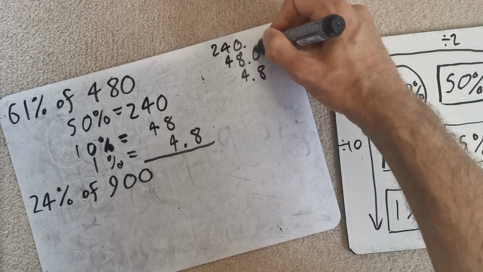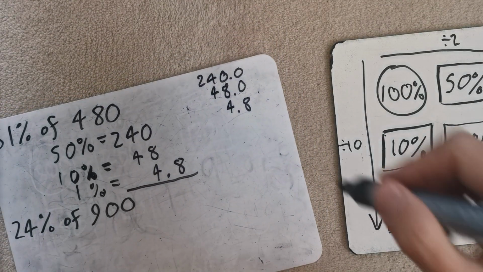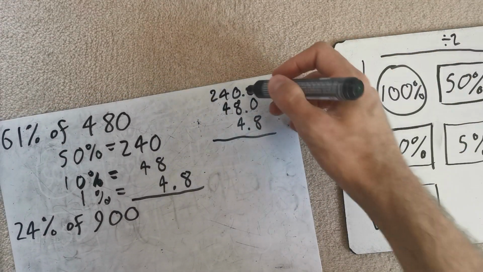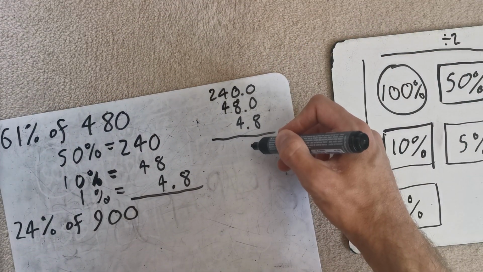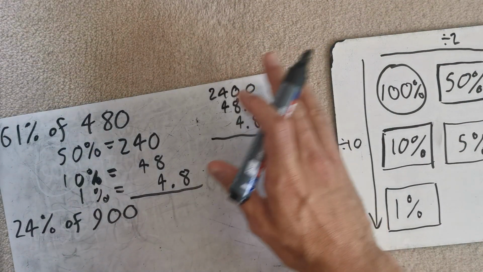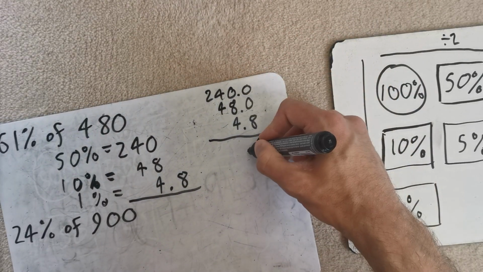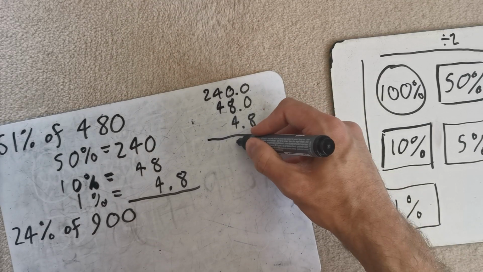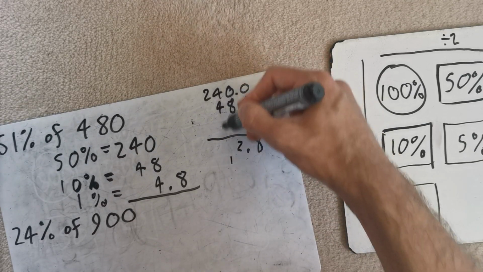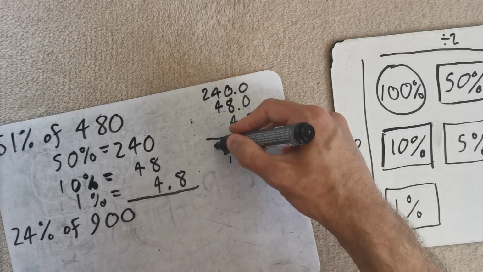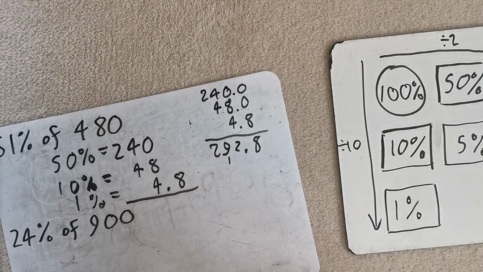I have lined these up in a way so that we can add them easily. We've got the decimal places there, and we've got everything else in the right place value. 0 and 0 add 8, carry down the decimal point. 8 add 4 is 12, carry the 1. 4 add 4 add 1 is 9, and 2 add nothing is 2. 292.8.